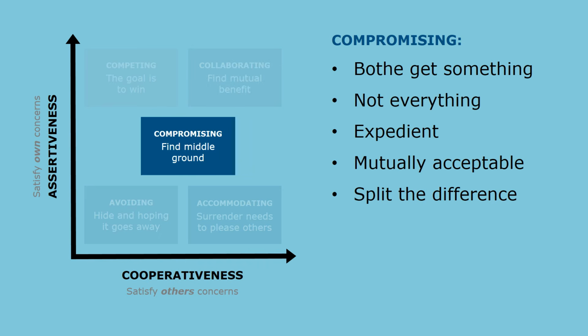The compromising mode is at the center of the model because it's both assertive and cooperative, but only to some extent. Both sides get something, but not everything. The objective is to find an expedient, mutually acceptable solution that partially satisfies both parties. In some situations, compromising might mean splitting the difference between two positions, exchanging concessions, or seeking a quick middle-ground solution.